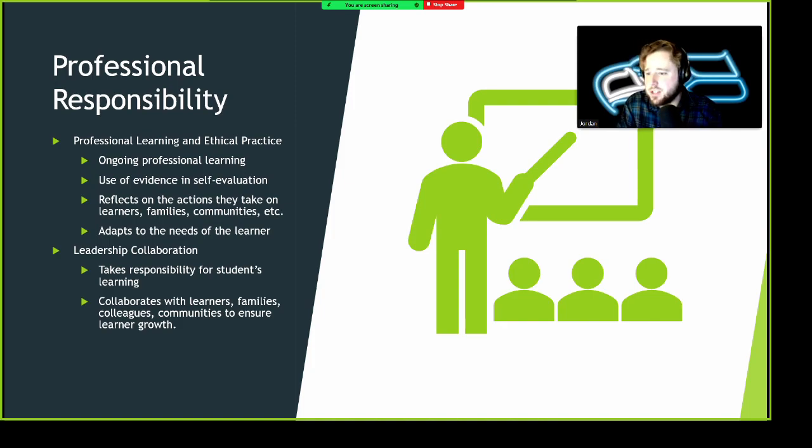And leadership and collaboration: takes responsibility for students' learning and collaborates with learners, families, colleagues, and communities to ensure learner growth. Obviously, there's only so much a teacher can do inside the classroom, or the learning environment, as they call it in the standards. So we need to be able to work with the community and the family, the parents, to make sure that the learner is getting the best possible chance they have to succeed in the classroom or learning environment or life.